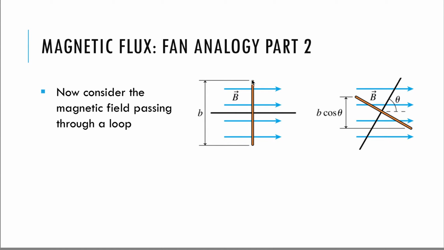If this is the length b of this side of the loop, then only a size b cosine theta, only that part of the loop is what will get air going through it. This comes from looking at this angle theta over here, which is the same angle as this one over here. So if this loop had a length of b, little b, which has nothing to do with the magnetic field, it's just the length of this side here, then you can see that this is the side that is adjacent to the angle, and so it's b cosine theta.